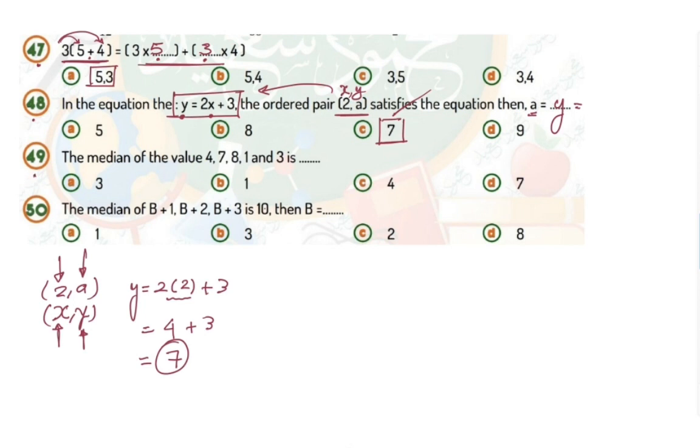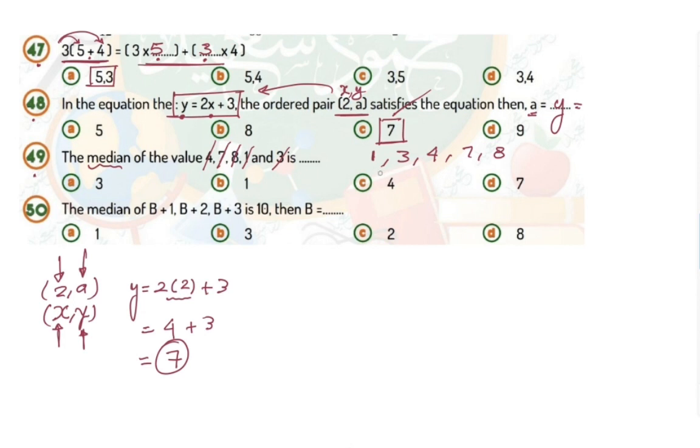Next point, 49. The median of the values 4, 7, 8, 1, and 3 is what? How to find the median of some values? The first step is to arrange, or rearrange, these values ascendingly. I will start with the smallest value, 1, then 3, 4, 7, 8.